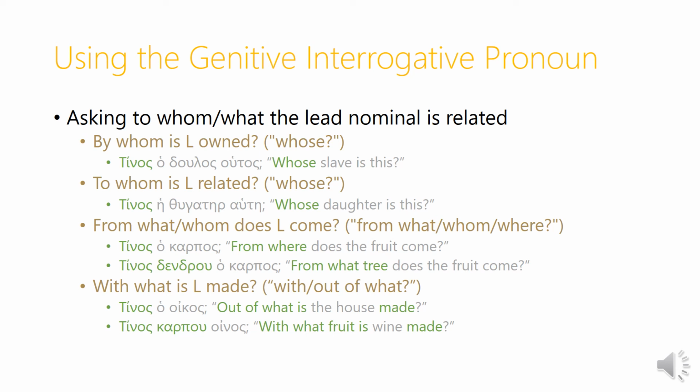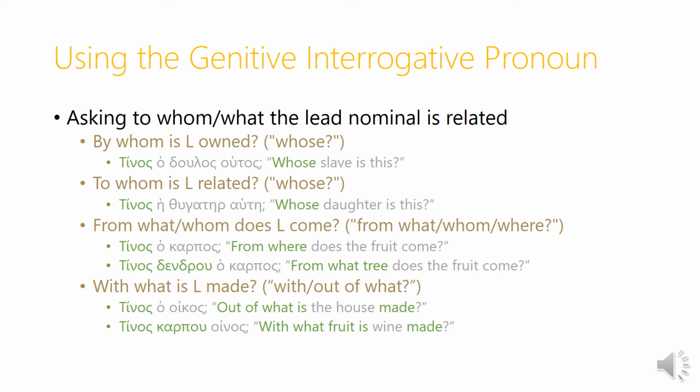Or if it's a genitive of material, we could be asking with what is the lead nominal made? Tinos haoikos, out of what is the house made? Tinos karpou oinos, with what fruit is wine made? You can see here again how the genitive case itself with the interrogative pronoun is very ambiguous.